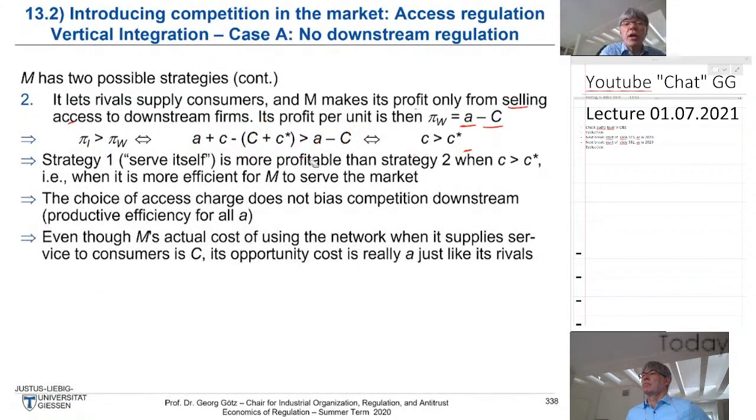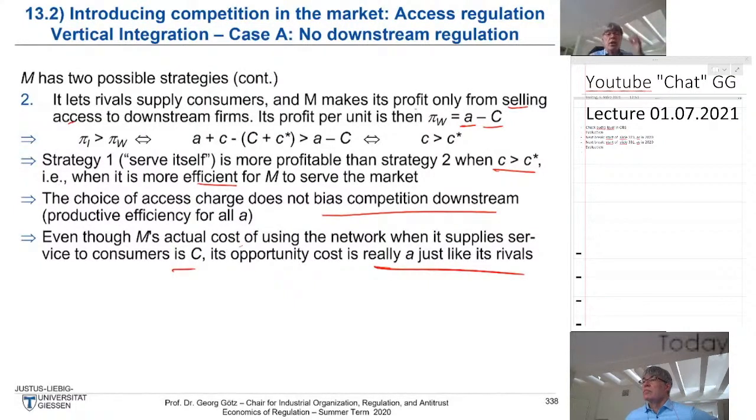So that's what I have here. Serving itself is more profitable than strategy 2 if c is greater than c star, if the entrant has higher cost than the incumbent's own downstream division, and that means it's more efficient. So the access charge does not bias downstream competition. That's very important. Even though M's actual cost of using the network when it supplies its consumer is C plus c star, its opportunity cost is just the access charge, like its rivals. That's the important point.